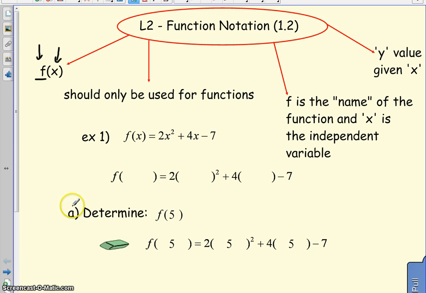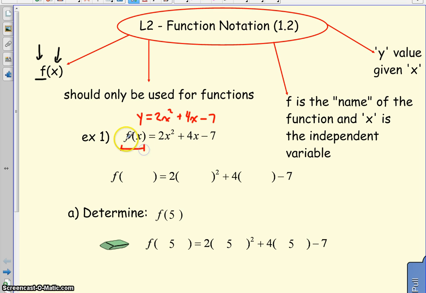Okay, so if you want to look at a typical example of a common type of function, here's a quadratic right here. Back in grade 9, you would have simply said this is y equals 2x squared plus 4x minus 7. But now that we know it's a function, we're going to give it a special name, again f, and what we put here in brackets is the independent variable. So this is really just a name for the function.